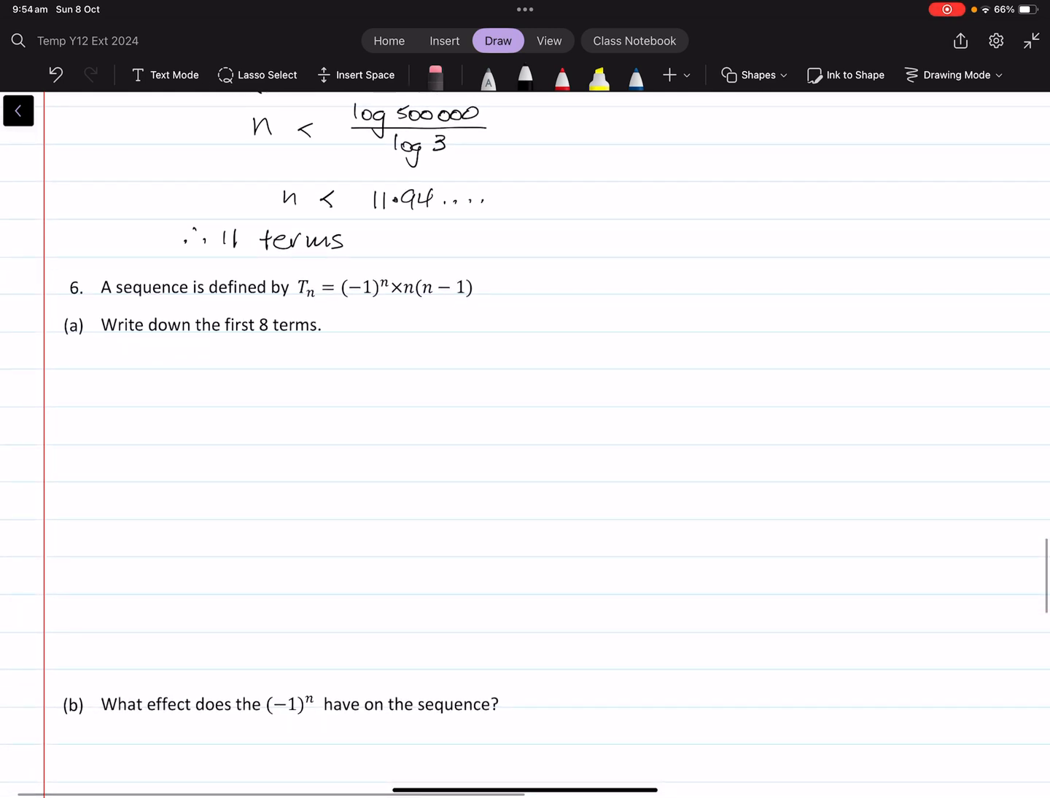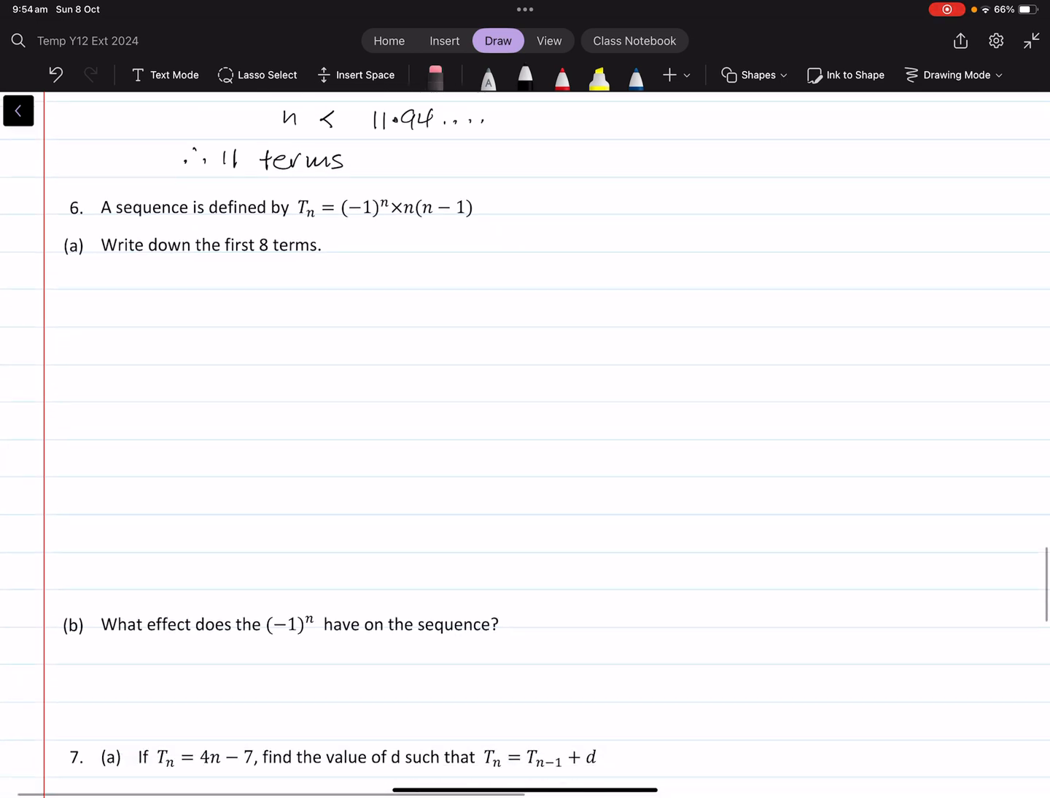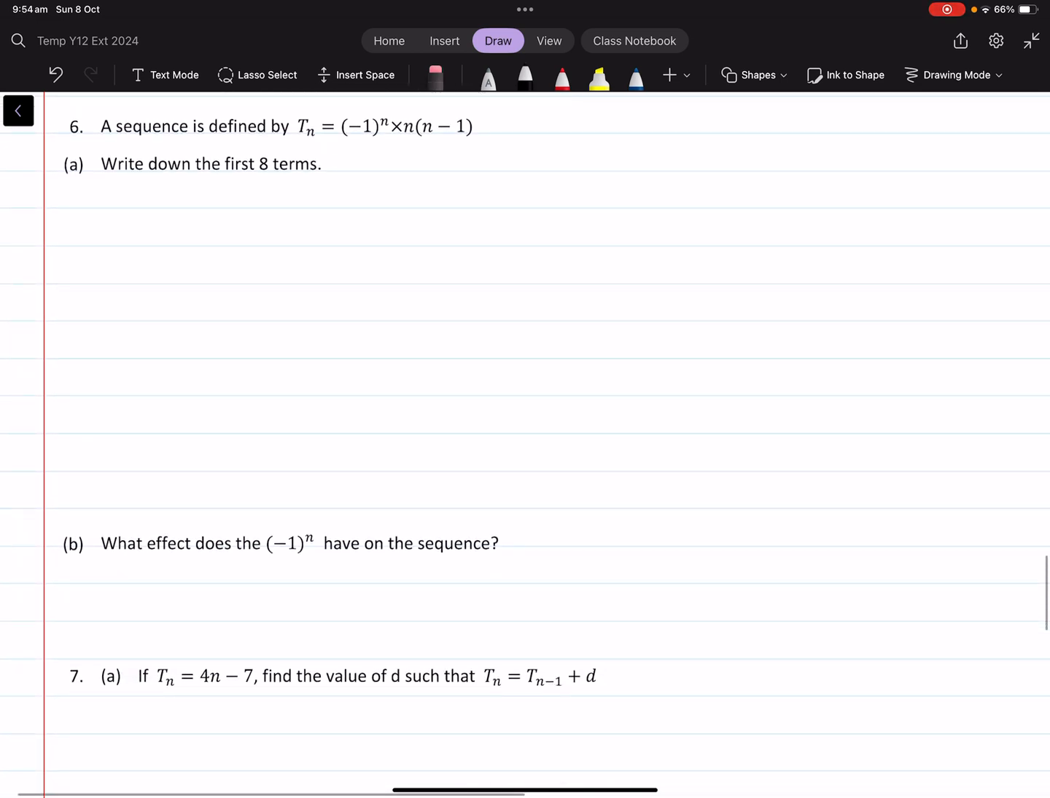A sequence is defined by Tn is equal to -1 to the power of n times n outside of n minus 1. Write down the first 8 terms. So this is just to get a bit of an idea of what this sequence looks like. Write down the first 8 terms.